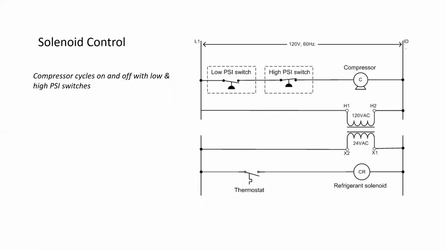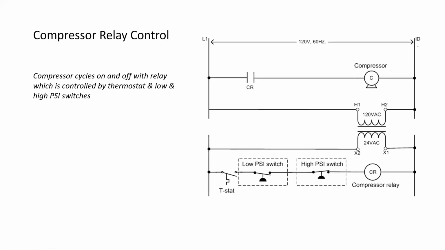Solenoid control would have the thermostat control a refrigerant solenoid, and a solenoid simply controls the flow of refrigerant through the refrigerant lines. In this situation, what would happen is that the low pressure switch would determine when the compressor comes on and off. The refrigerant solenoid is in the refrigerant line and allows the flow through a cycle from the compressor through the evaporator to the condenser. What's a little bit more common is compressor relay control, and this is where the compressor cycles on and off with a relay, which is controlled by the thermostat and low and high PSI switches.